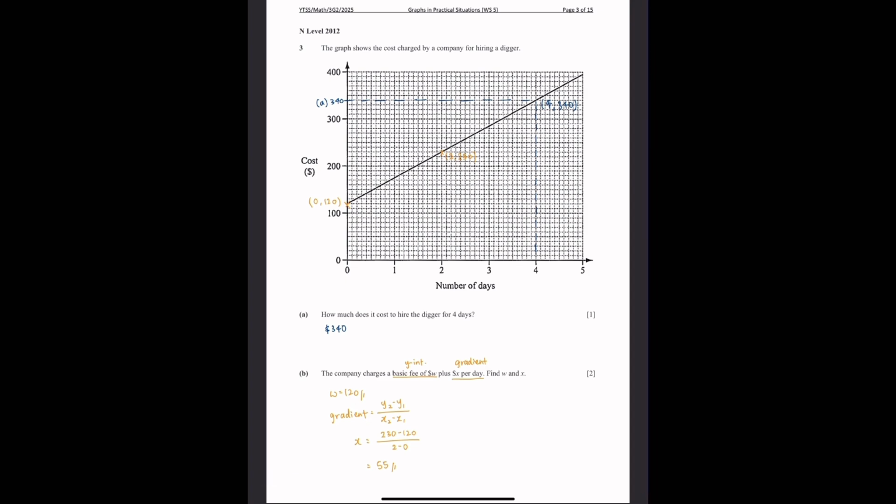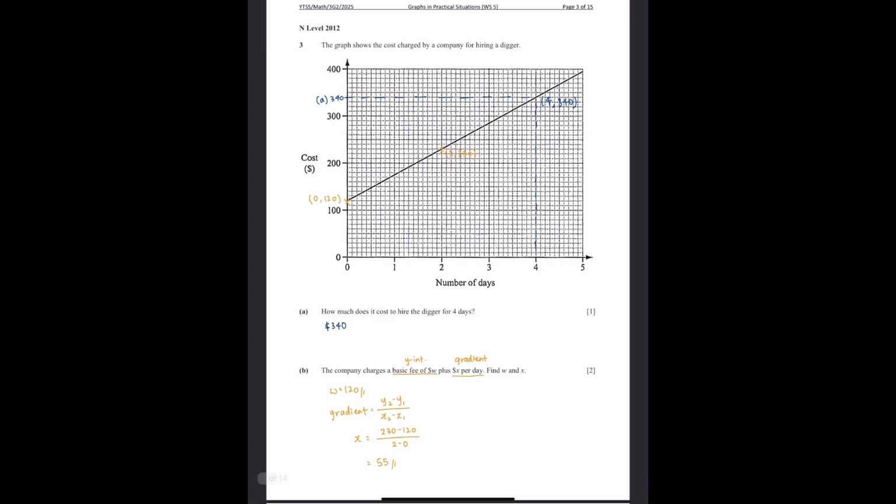So for part A, how much does it cost to hire the digger for 4 days? So what do you need to do? Look at 4 days, dotted line up, dotted line across, and you'll get the value from your vertical axis. So from the graph, the corresponding cost will be $340 for 4 days. Let's look at part B.